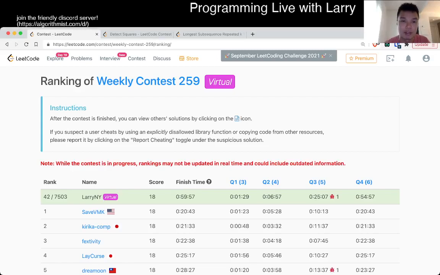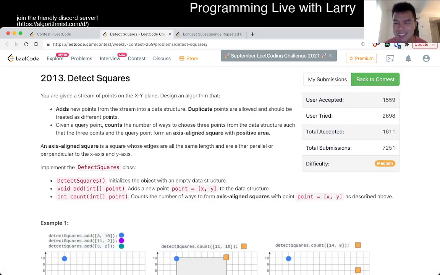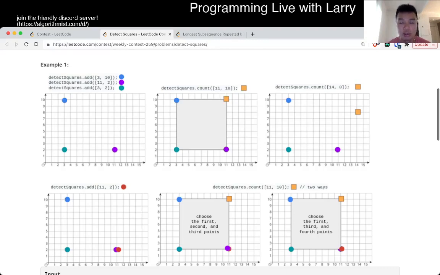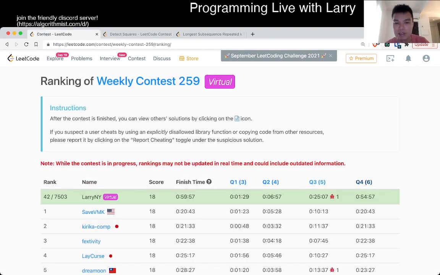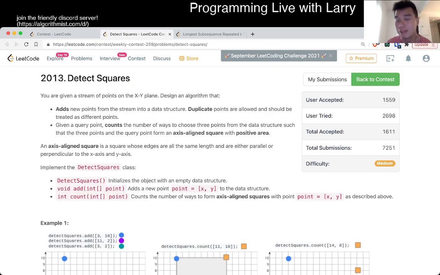This is me with Q3 of the weekly contest 259, Detect Squares. Despite its name, I'm not going to lie, I misread this as Detect Rectangles for some reason. I think I just looked at a picture very quickly and I missed it. So I ended up taking almost 20 minutes to solve this problem, but maybe 15 minutes of those were used because I was trying to figure out how to detect rectangles and optimize it so it's fast enough. And I almost did it my way because I gave up a little bit.